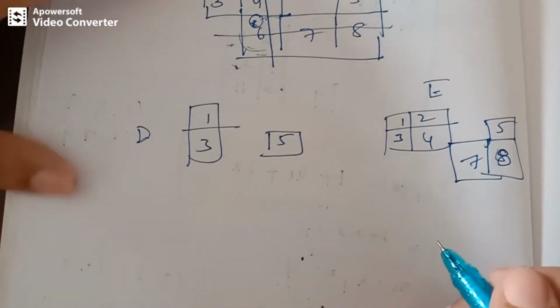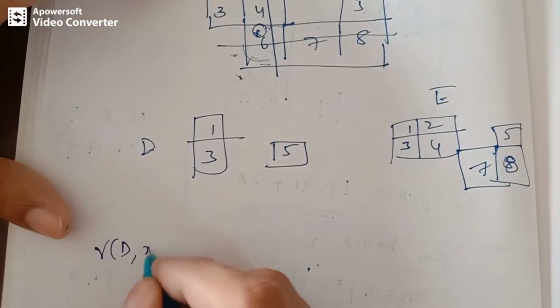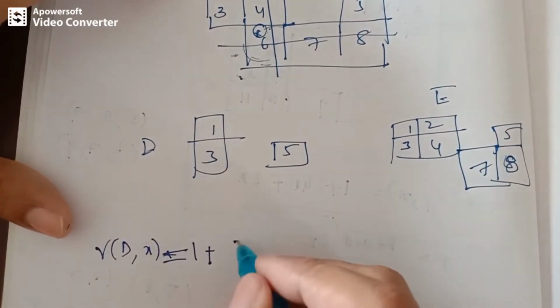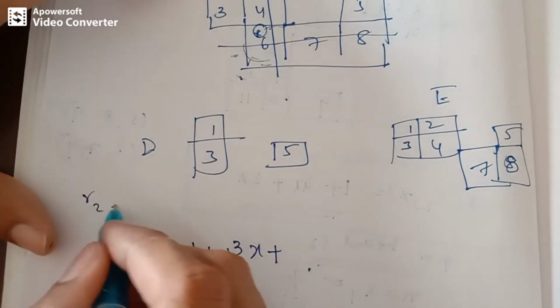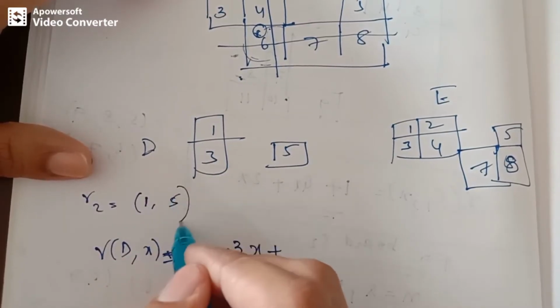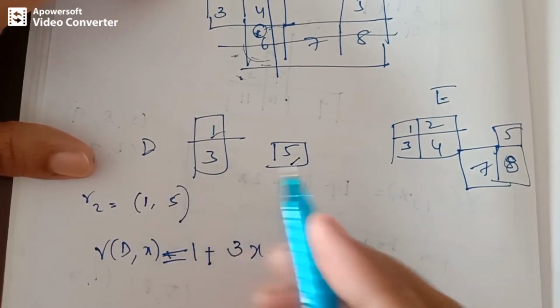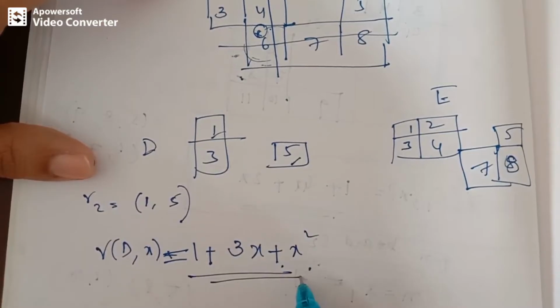Now let's find the Rook's polynomial for board D. So R of D comma x will be 1 plus nx, where n is the number of squares. R1 is 3, plus R2. How can we find R2? R2 is the pair 1 and 5, that's all. If one pawn is placed here, another pawn can be placed just here. No other choice. So it is 1 times x square.